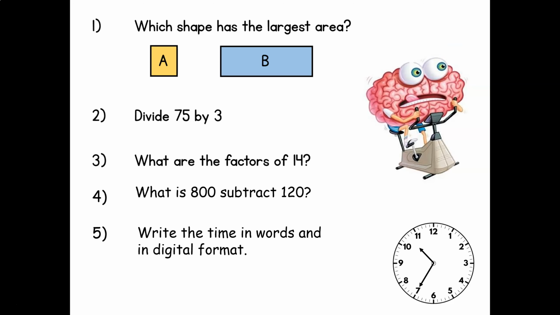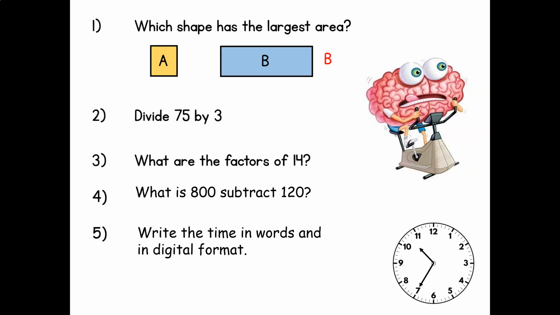Well, how did you get on? Question 1 asks which shape has the largest area. Well, area is the space taken up by a closed shape. A and B are both quadrilateral 2D shapes. We can see that B covers a greater surface, and that means B's area is the largest.